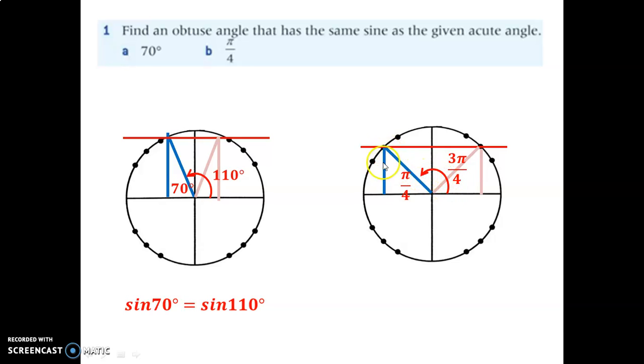Okay, anyway, hopefully you're able to figure that out in terms of fractions. There's our angle, same sine value, because our y value here is equal to this y value here. Both are in the upper part of the circle because those are the same positive y values. So that means sine of pi over 4 equals sine of 3 pi over 4.